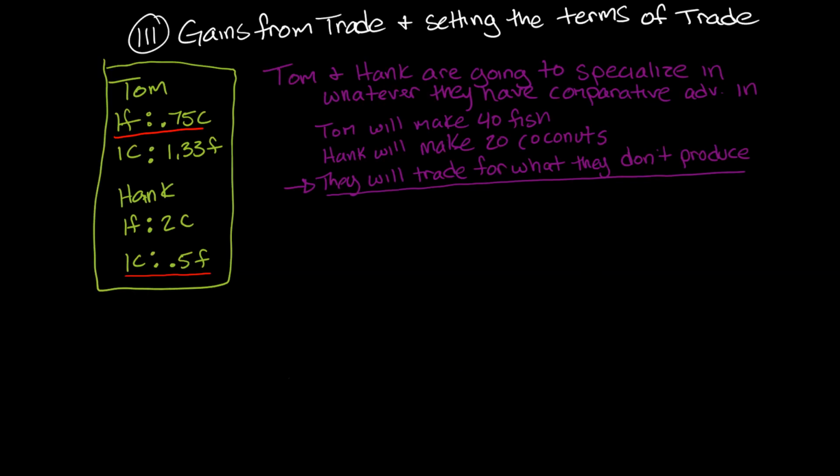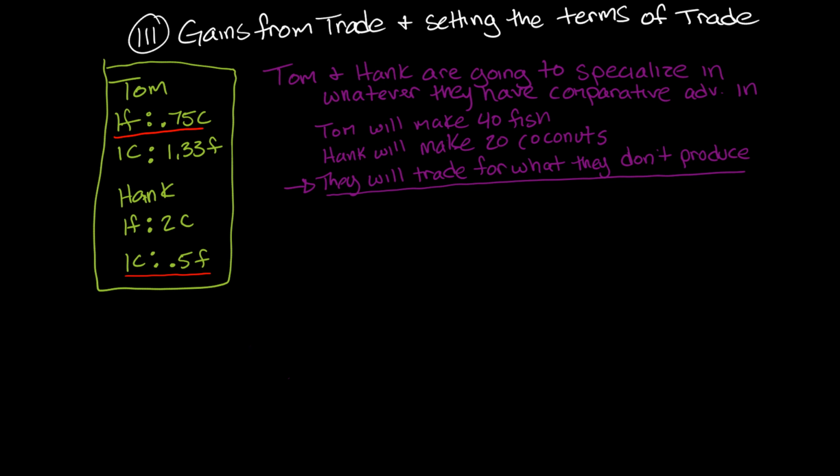So at this point, once we figured out comparative advantage for Tom and Hank, we can then transition into figuring out gains from trade, and then finally wrapping up the lesson by figuring out how to set the terms of trade and how to know whether or not trade is beneficial to both parties.